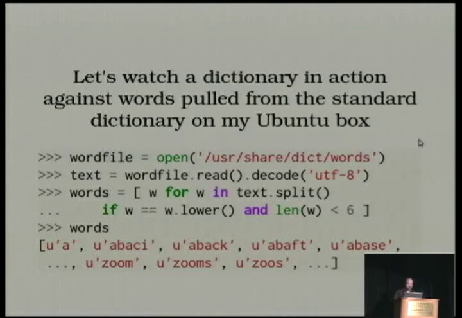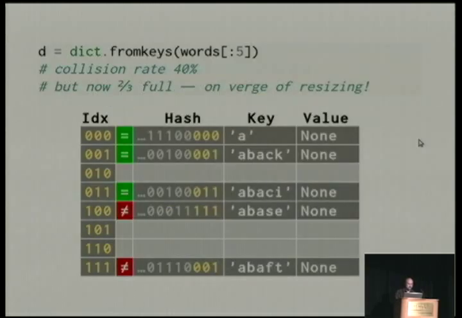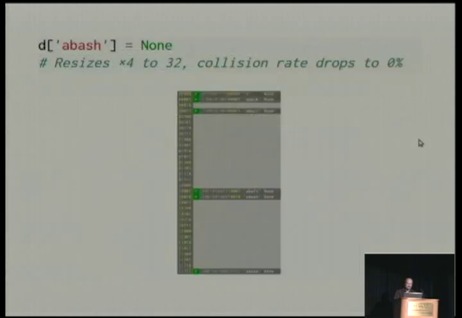So let's watch a dictionary in action. I'm going to grab some words from the dictionary on my Ubuntu box. Start with an empty dictionary. Put in the first 5 keys. It happens that the words in the dictionary, 2 of them collide, so we're up to a collision rate of 40%, but that's as big as it will let this get. When we pass from 5 to 6 keys by adding the word abash, Python reallocates the dictionary as a 32-element hash table, and the collision rate suddenly drops to 0. How can it do that?